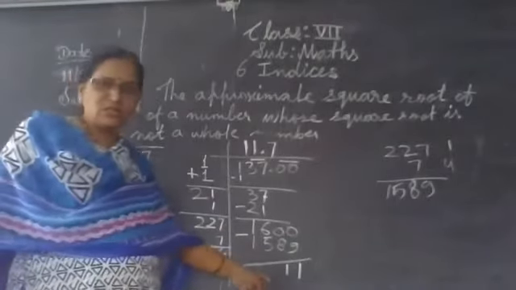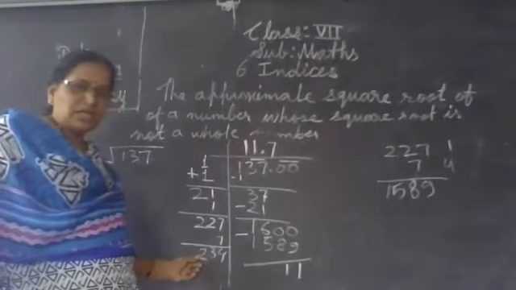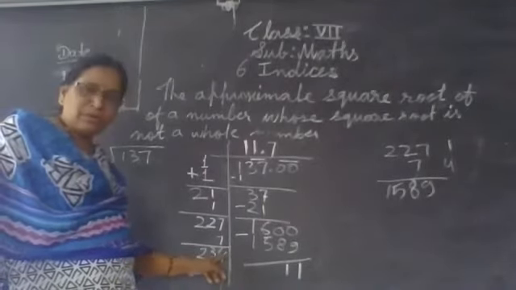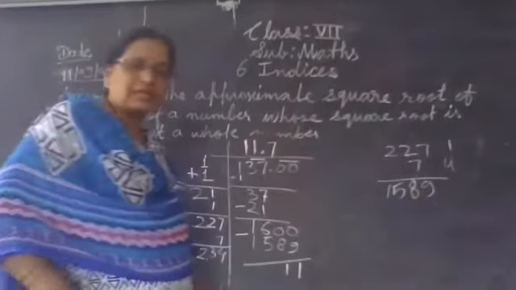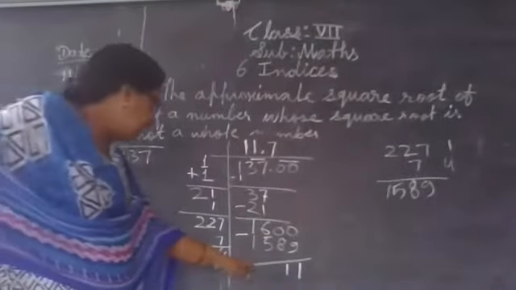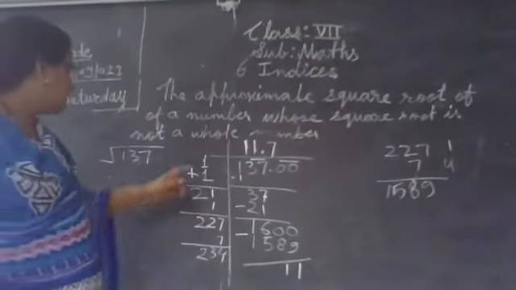Now see children, here is only 11, and here is 234. It means here you have to write one more number and multiply it with the same number. So it is much bigger than this 11. So we will leave it here.